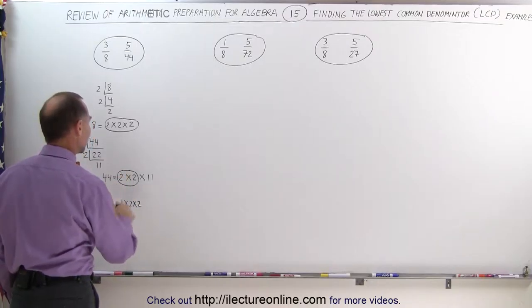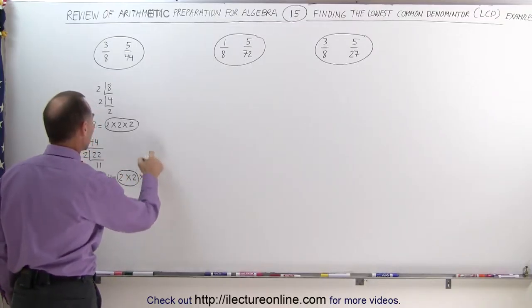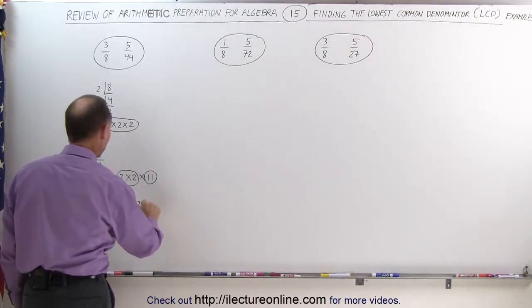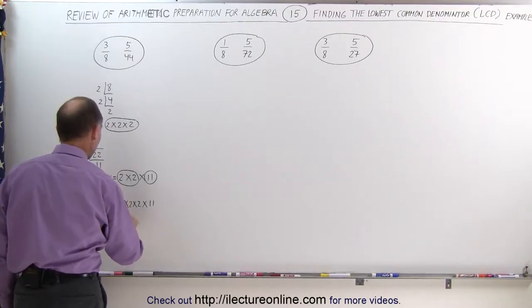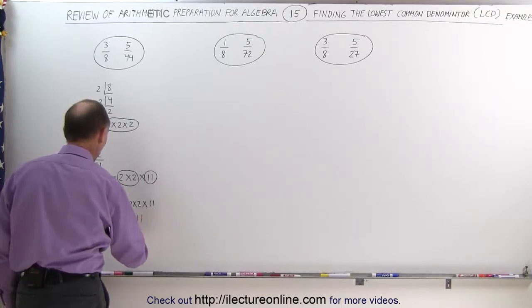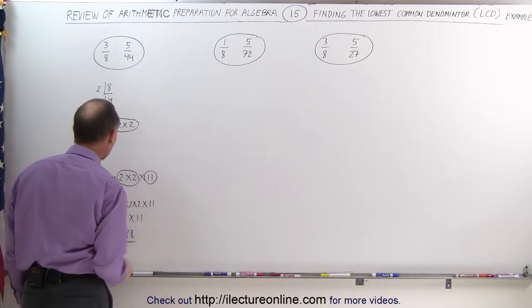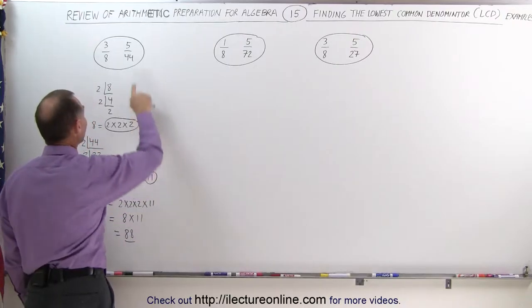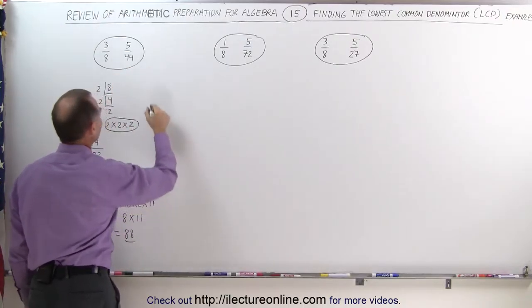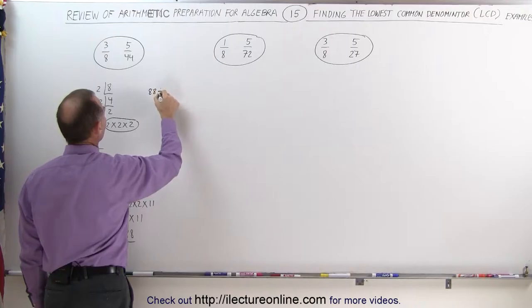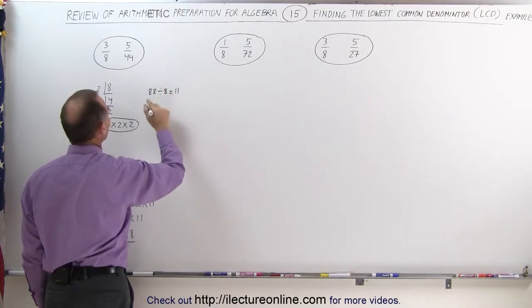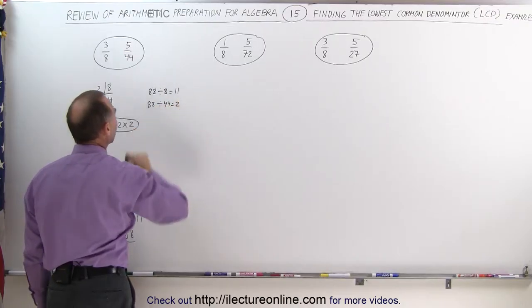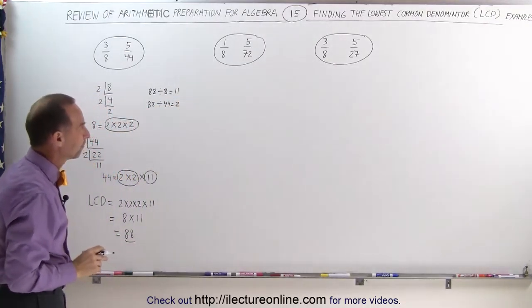Then we look for the next prime number. Here we have the number 11. We don't have it here, but again we take the largest number of them, which in this case is 1 of them, times 11. Which means the LCD is 8 times 11, or 88. A quick check will show you that both 8 goes into 88 and 44 goes into 88 evenly. 88 divided by 8 is equal to 11, that's an integer number, and 88 divided by 44 is equal to 2, again an integer number, so we have it correct.